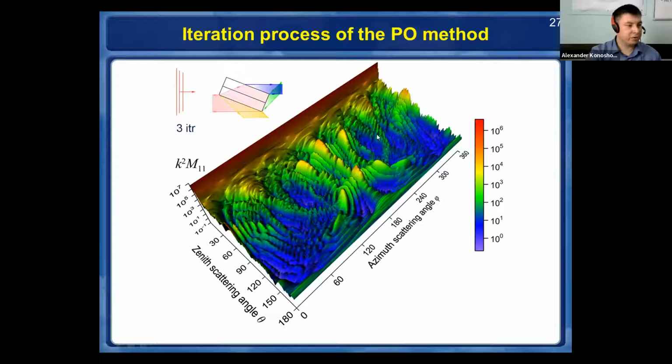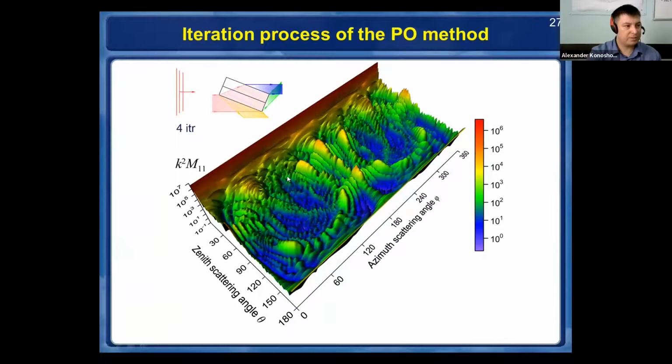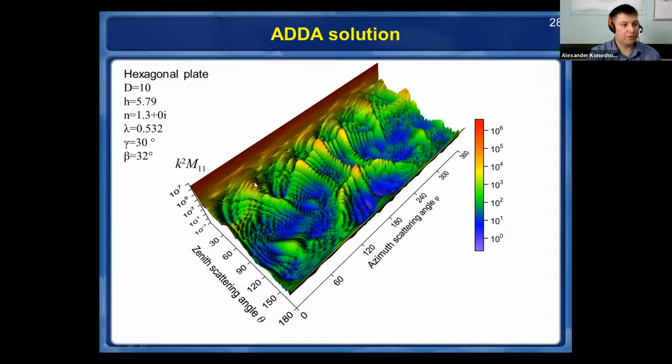And this is a solution obtained by the physical optics method. And this is a solution obtained with strict exact methods like the ADDA solution. So it is very complicated, but very consistent, this solution for this example particle. And the bigger the particle is, the more accurate the solution is. So it is very important to make the solution for huge particles.